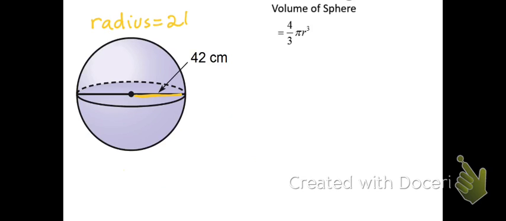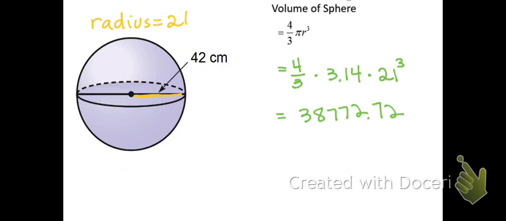And again, I'm going to substitute that into the formula. 4/3 times pi, which I'm going to use 3.14, times the radius cubed. So 21 to the third power. And if I put that in my calculator, you get 38,772.72. And this one is in centimeters, so volume is always cubed.